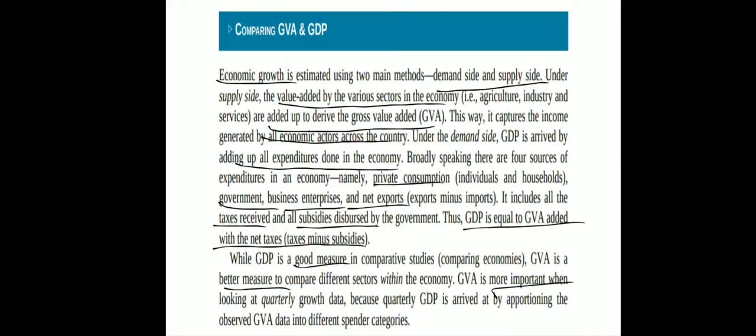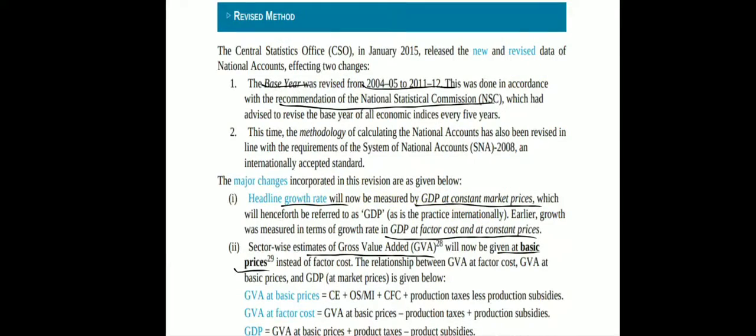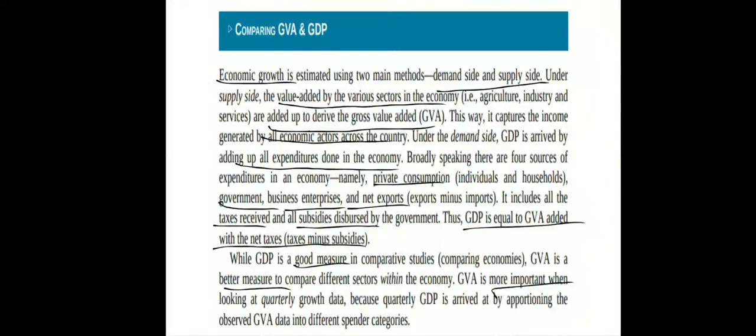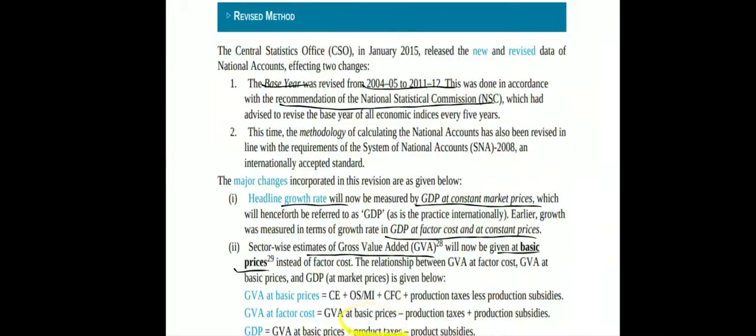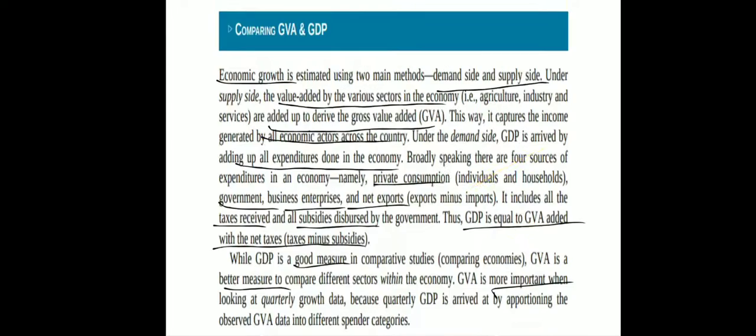So next we can come to the difference between GVA and GDP, which can be very, very simply known. GDP is what? GDP is equal to GVA, however, added with the net taxes. That is the adding of product taxes minus the product subsidies. So what is GDP? It is equal to GVA added with the net taxes.